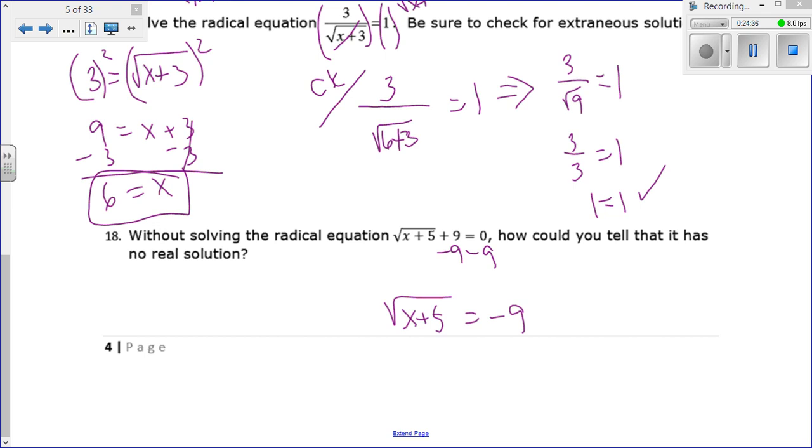If you didn't do that, you could look at the original problem and see that this needed to be equal to a negative number. If I have this here, there's no way that that's going to be negative. Again, same idea. And since that's never going to be negative, I can't add 9 to it and then get 0.